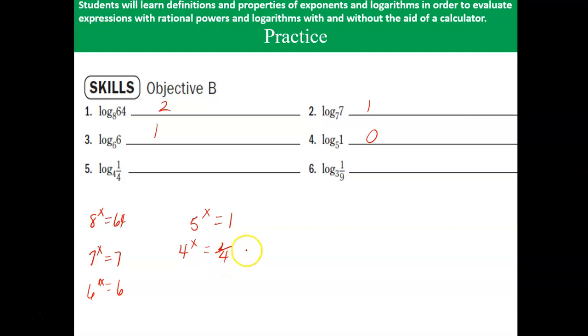Well, since the 4 is in the denominator, we could write that as 4 to the negative 1. So our exponent is negative 1. And here we have 3 to some power equals 1/9. 9 is 3 squared, so I could write that as 1 over 3 squared. And then since it's in the denominator, I could write it as 3 to the negative 2, so I've got my negative 2. So that's just using the properties of logs and what you know about exponents.